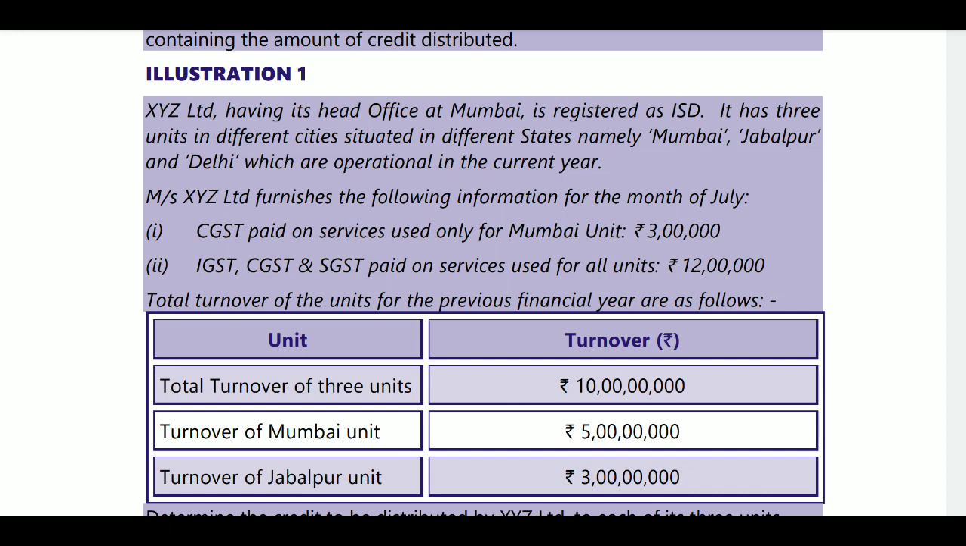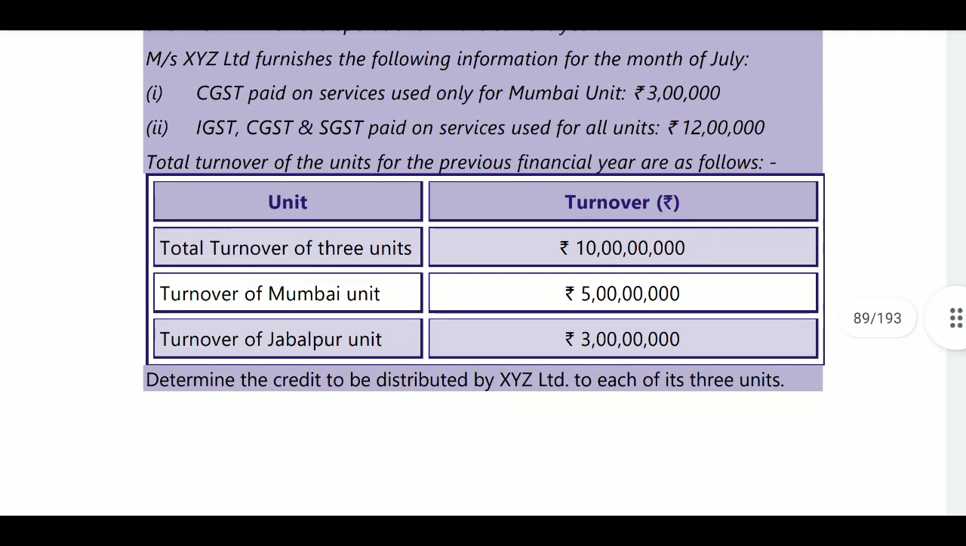Here the total turnover of the 3 units will be 10 crores. Turnover of the Mumbai unit is 5 crores, the Jabalpur unit 3 crores, and the remaining 2 crores is the Delhi unit. Determine the credit to be distributed by XYZ to each of the 3 units. Okay, 5 crores will be the Mumbai unit, Jabalpur will be 3 crores and 2 crores will be Delhi. Total turnover will be 10 crores. How much amount are we distributing? Only 12 lakhs. The 3 lakhs will be directly attributable to the Mumbai unit only.